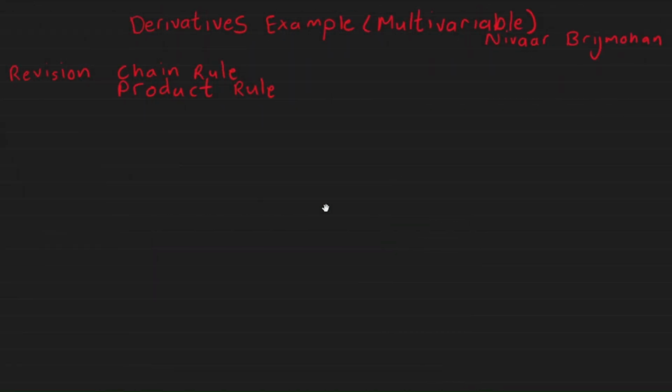In this video, we're going to look at derivatives of a more complicated multivariable function, and in the process, we're going to revise the chain rule and the product rule. So let's start off with the chain rule.